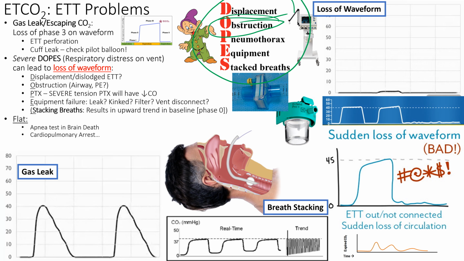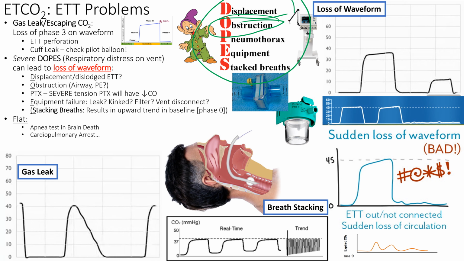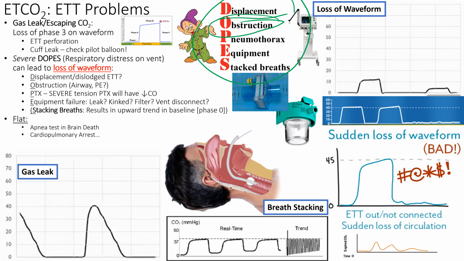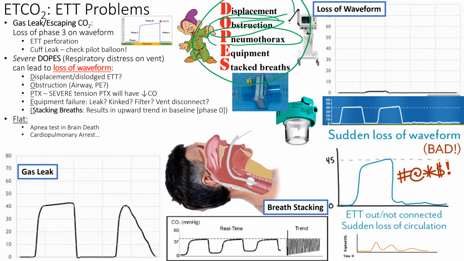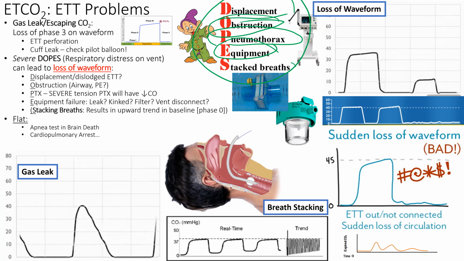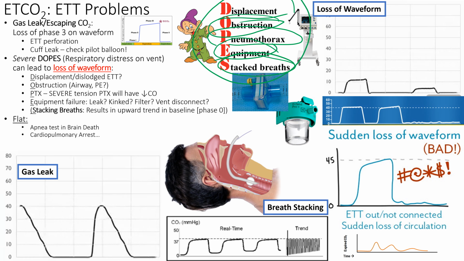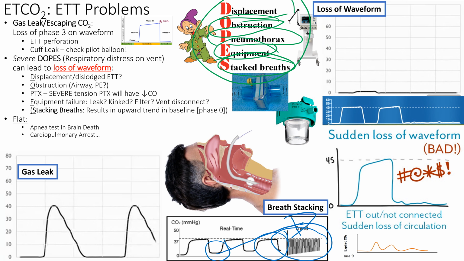We can look at obstruction patterns, and we'll talk about peak pressures and plateau pressures in our next lecture, where you can assess if they are in the right place or not, right? Pneumothorax is also a worst case scenario. And then, is the equipment functioning? Is it actually doing what it needs to do? And are there stacked breaths? Stacked breaths is going to cause what to happen? It causes my baseline to start trending up.